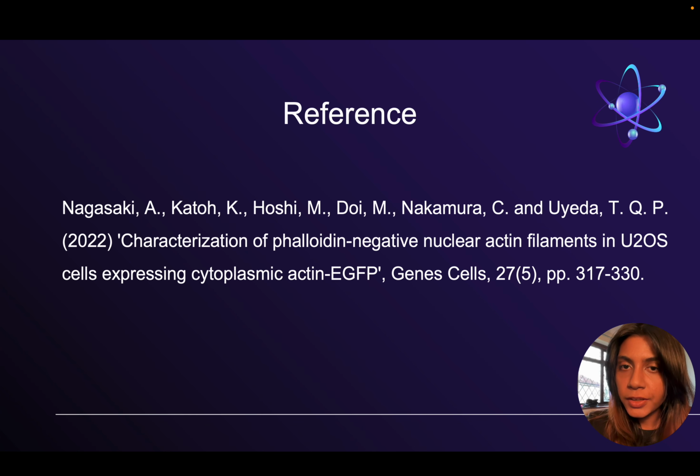Which brings me to the end of it. This is my reference, but I could understand that beta-actin GFP in my mammalian cell was inserted, and through that I could identify the nuclear actin structure and get an understanding of it, which is known as filamentous actin.